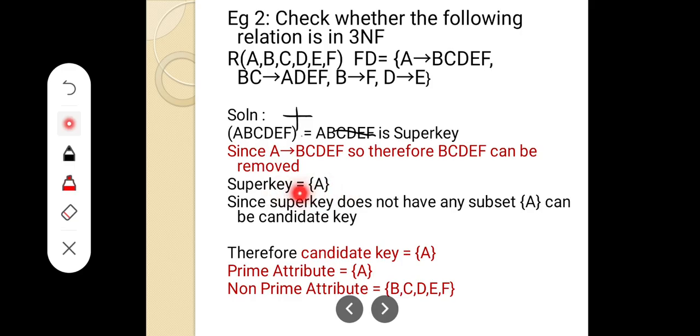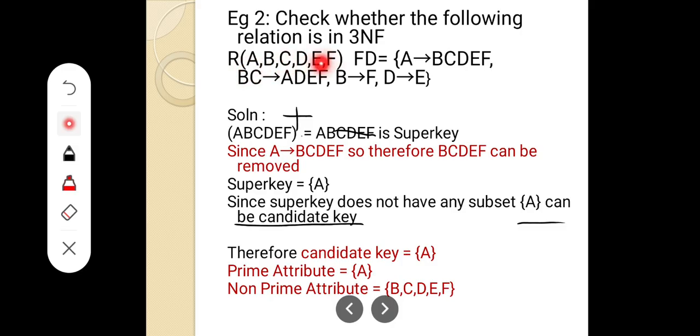So this is a super key. Since this super key A does not have any subset, it is also considered a candidate key. So our candidate key is A. Clear? Our candidate key is A, the prime attribute is A, and the non-prime attributes are the rest of the attributes.